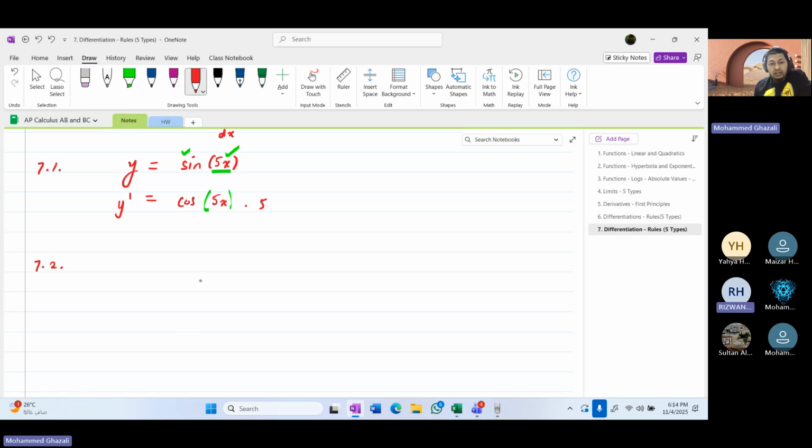Sir, is this how we write it, or will we write it like 5 cos 5x? Yes, you have to bring the 5 to the front. I'm just showing you the derivatives at the moment. When you're simplifying, obviously you need to bring that to the front.